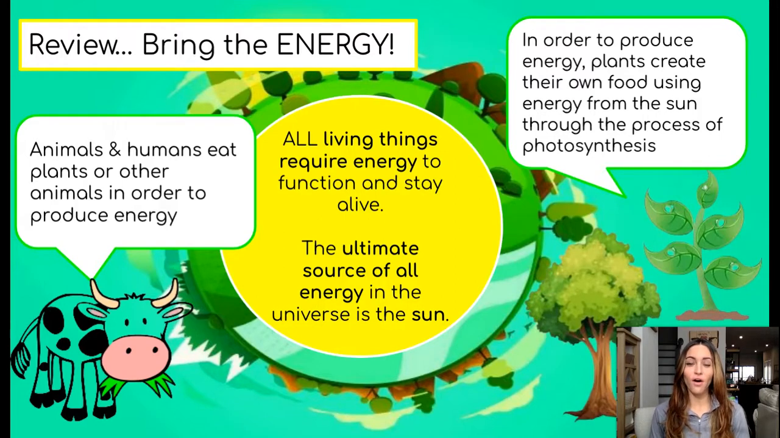We know that all living things require energy in order to function and stay alive. We also know that the ultimate source of all of the energy in the universe comes from the sun. I don't directly get my energy from the sun, but if I were to trace it back far enough, all energy actually originates in the sun. Plants create their own food using that energy from the sun through the process of photosynthesis. You also should remember that animals and humans then eat those plants or other animals in order to obtain the food that they need to produce energy.